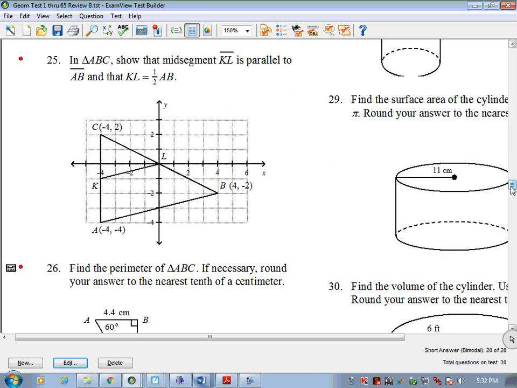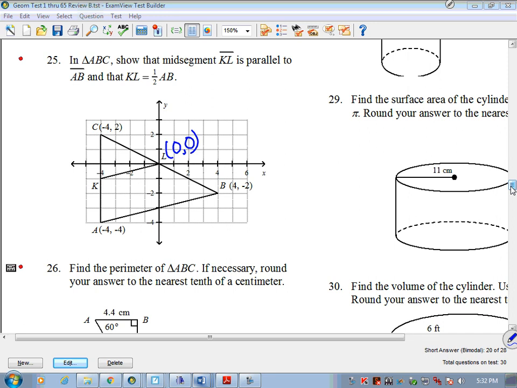25. We want to show that this is a mid-segment. Okay, you've seen this question before, so I probably won't spend as much time on it. One of the things you want to know that they're going to state is we need to state that L is at 0, 0. In order for this to be a mid-segment, it needs to be parallel to the third side, the side that it doesn't share or doesn't touch, and it has to be half the length.